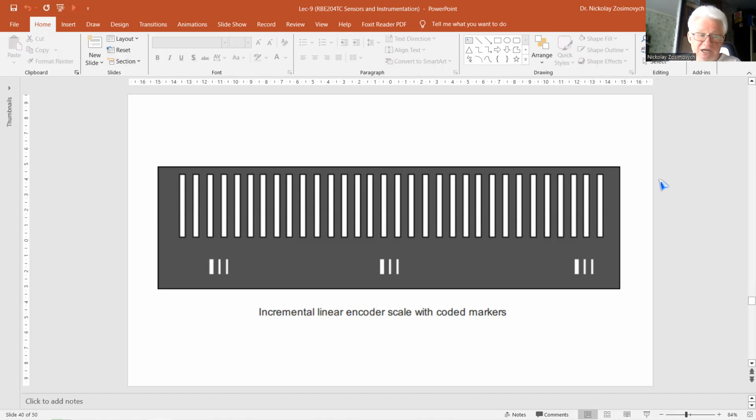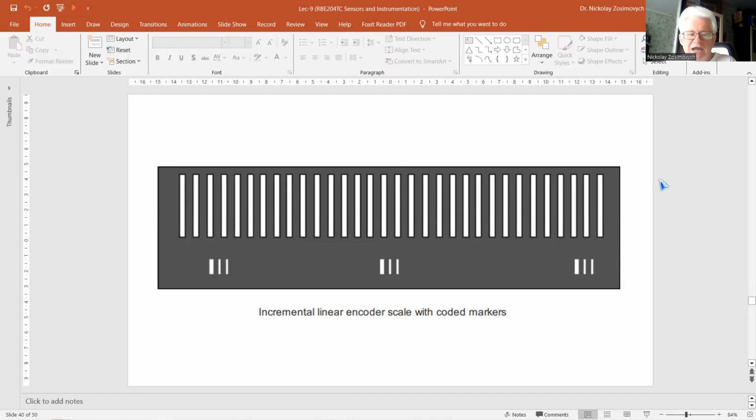Principally, the incremental encoder needs only one source and one sensor, facing each other through the code disc or angular or the scale in linear. The output of the sensor changes alternately from low to high when the encoder is displaced relative to the source-sensor system, generating a number of pulses equal to the number of light-dark-light transitions, although the actual output signal does not contain information about the absolute position of the encoder.